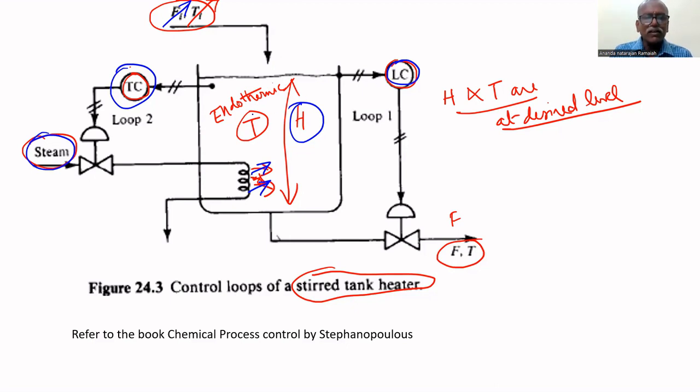Any change in level will affect the temperature. That's why if H changes, that will in turn affect T. H interacts with T, but T doesn't interact with H. This is called a one-way interaction. But here it is a single process.